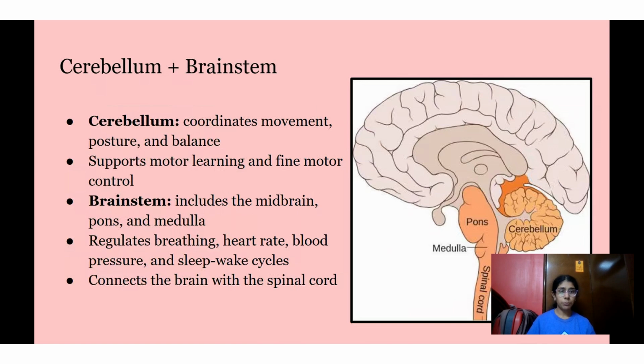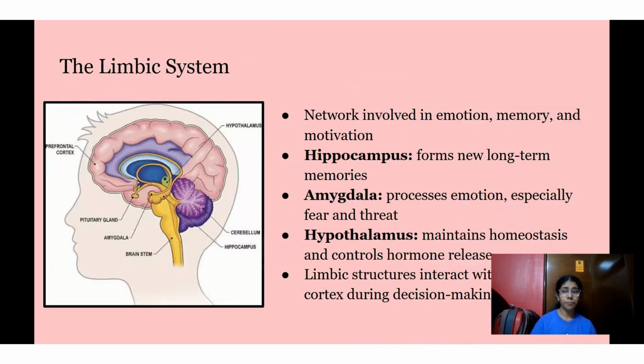Next, we have the cerebellum and brainstem. We previously referenced those as key neural structures. Specifically speaking, to dig a little bit more into it, the cerebellum coordinates movement, posture, and balance, and supports motor learning and fine motor skills and control. The brainstem includes the midbrain, pons, and medulla, and regulates breathing, heart rate, blood pressure, and sleep-wake cycles. It connects the brain with the spinal cord as well.